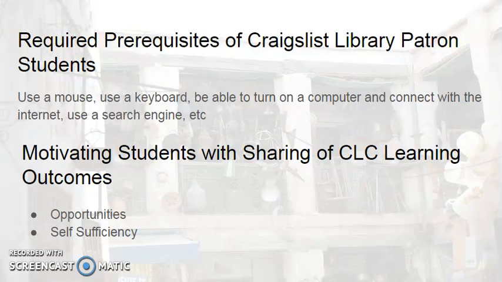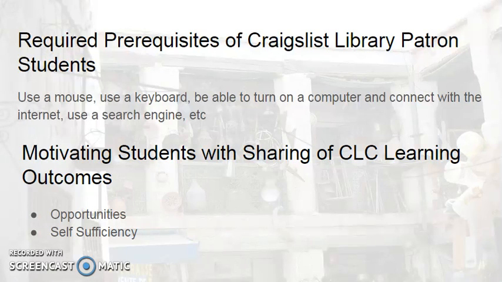Motivating students with sharing of CLC learning outcomes. The patron students are going to be more likely to get through the course if they're motivated by something, and it could be sharing with them the opportunities about Craigslist that they could have, learning how they could buy or sell, that they could get involved and find work on Craigslist. All these opportunities are available to them through Craigslist.